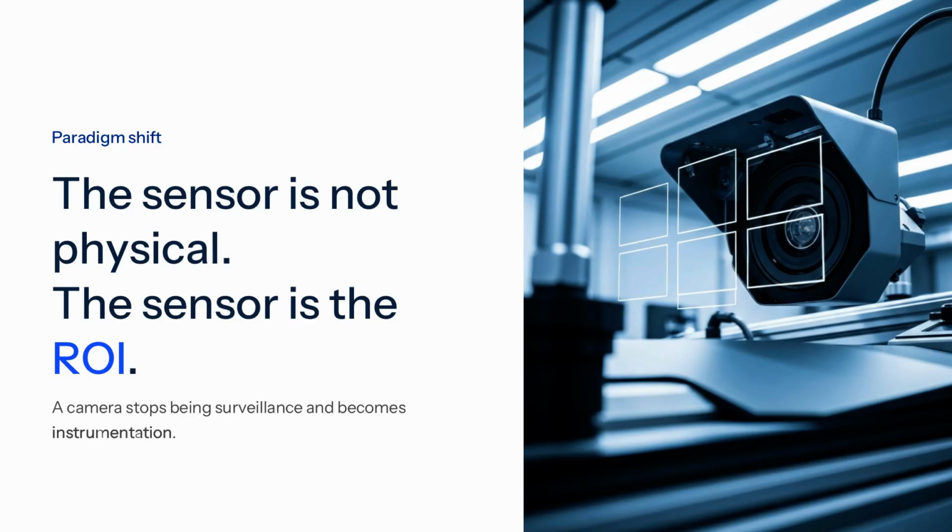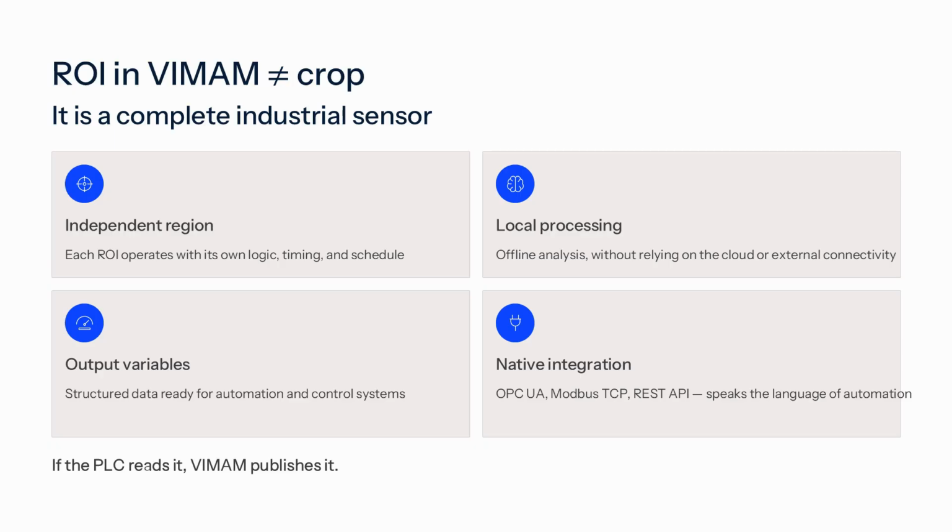And that's where VIMAM comes in to change this paradigm. Here, the sensor isn't physical. The sensor is the ROI itself. A camera stops being just surveillance and becomes process instrumentation. In VIMAM, an ROI, or region of interest, isn't just a crop of the image, it's a complete industrial sensor. Each ROI is independent with its own logic, timing, and schedule. All processing happens locally, offline, without the need for the cloud. The result is structured variables, ready for automation and control systems.